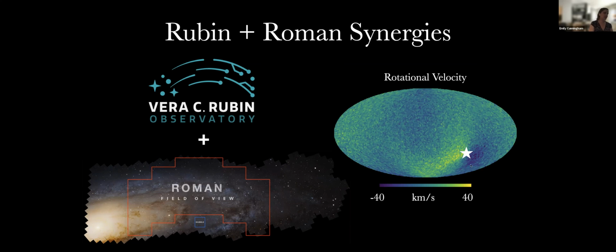Simulations, where we can look at the large scale features as well as these smaller scale features in detail with Roman Space Telescope. So it's a very exciting Rubin-Roman synergy problem.